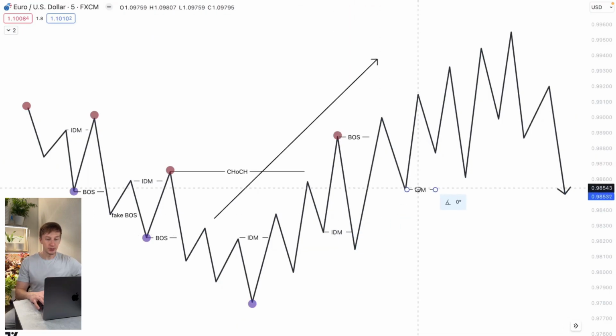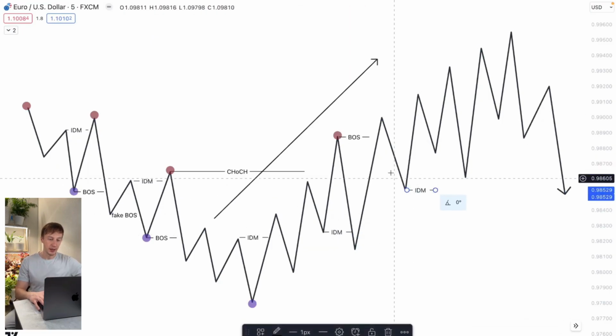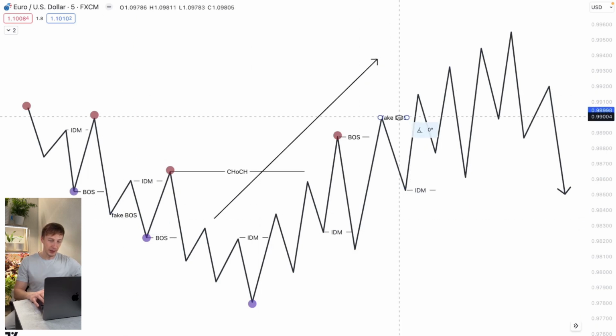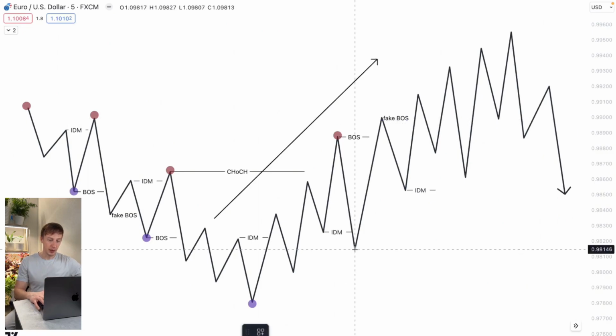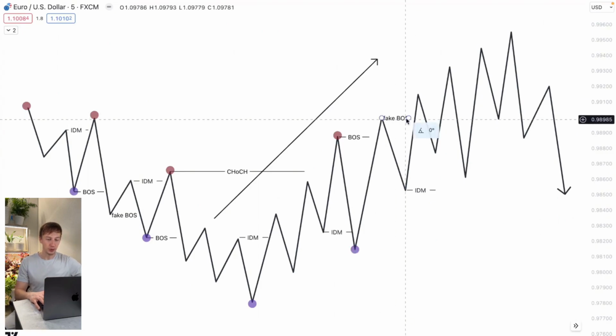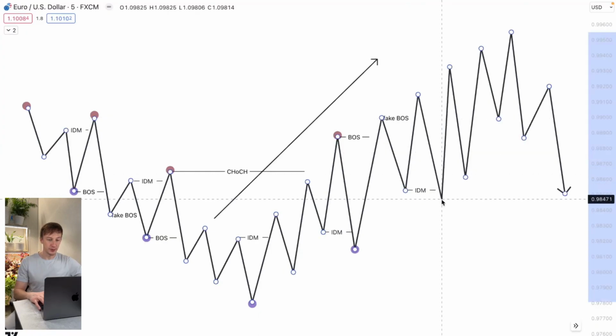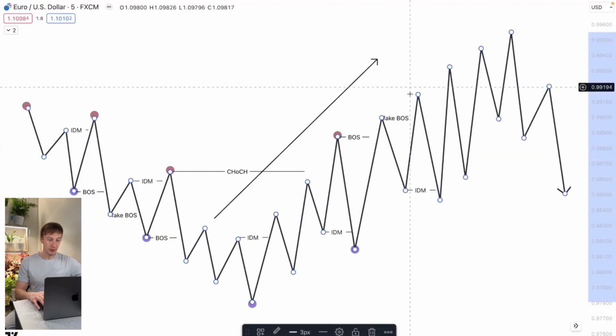In this case, there is a first pullback, but the high is updated again. Here, a fake BOS forms again. This point cannot be marked as a BOS since there was no liquidity below and no proper pullback. We wait for liquidity to be taken from the IDM. Only after the IDM is broken can this point become a BOS. Until that happens, the BOS remains fake.